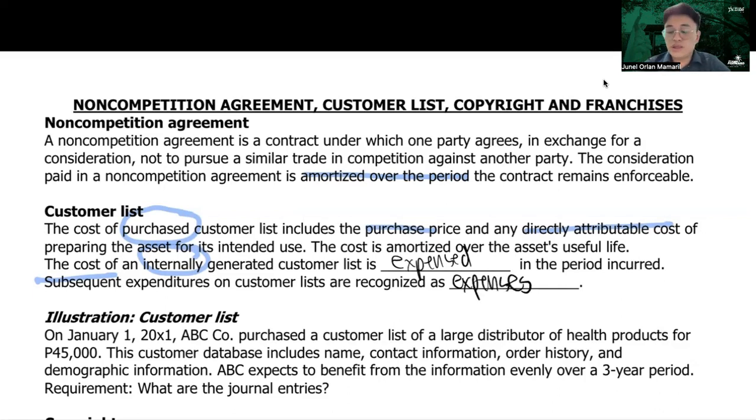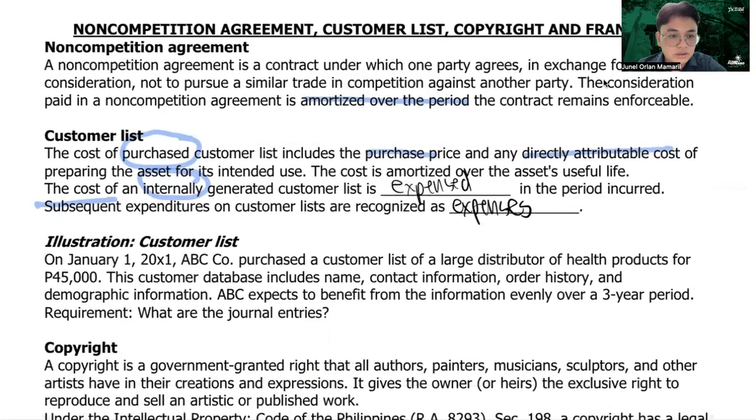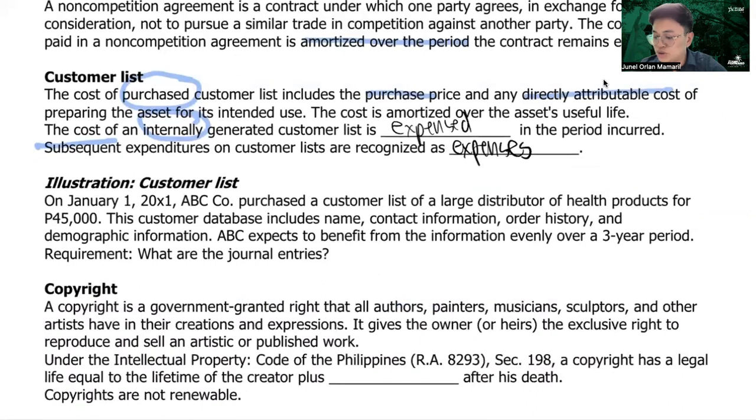Okay? So we have an example here. Customer list illustration. On January 1, 20X1, ABC Company purchased a customer list of a large distributor of health products for 45,000. Okay, purchase, so pwedeng i-capitalize. 3-year na period. So ano yung kanyang journal entry? Debit, customer list, credit, cash, 45,000.